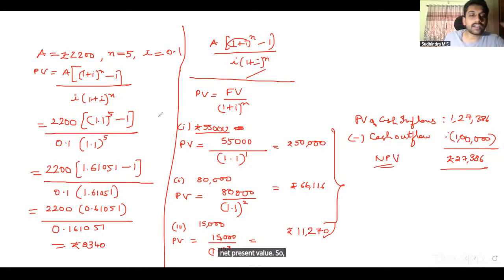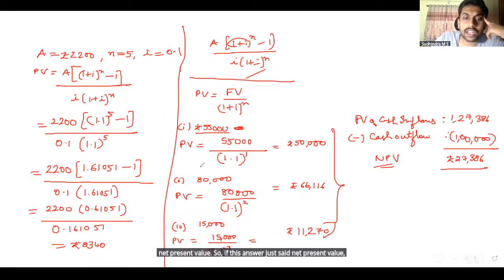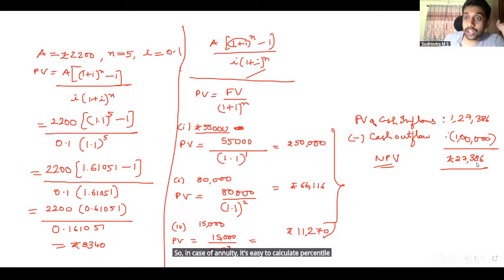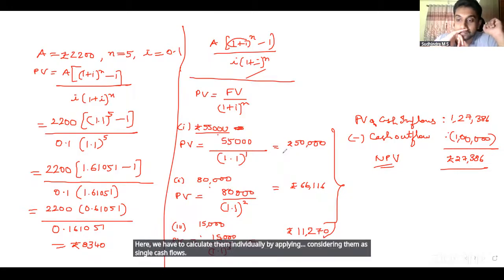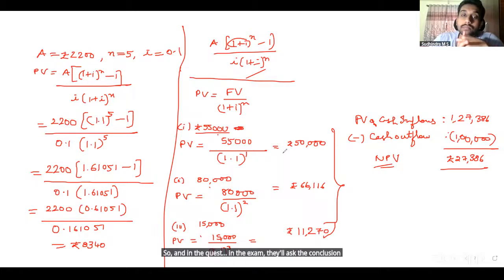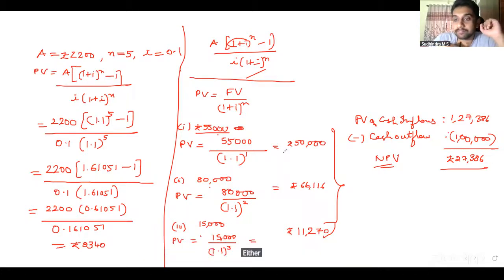So if the question just asks for net present value, fine. But one step further, if they ask whether I should go with this project or not, what's your answer? Yes, because NPV is positive. Very good. So in case of annuity, it's easy to calculate present value of cash inflow. Here, we have to calculate them individually by considering them as single cash flows. Are we clear? In the exam, they will ask either the conclusion or the value.